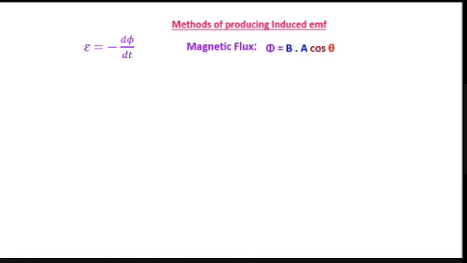You can change the flux. Why do we need to change the flux? Because we want to produce EMF. So there are three methods: by changing the magnetic field, by changing the area, or by changing the angle between area and magnetic field. Always remember that theta is the angle between B and A.